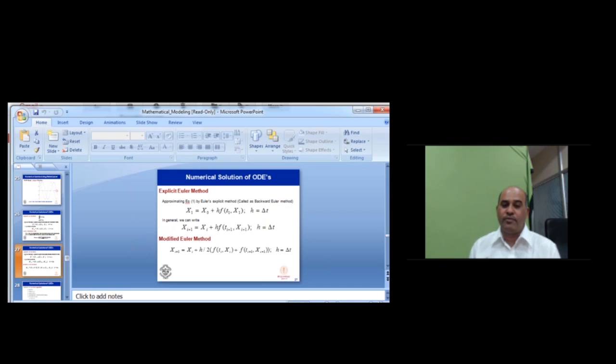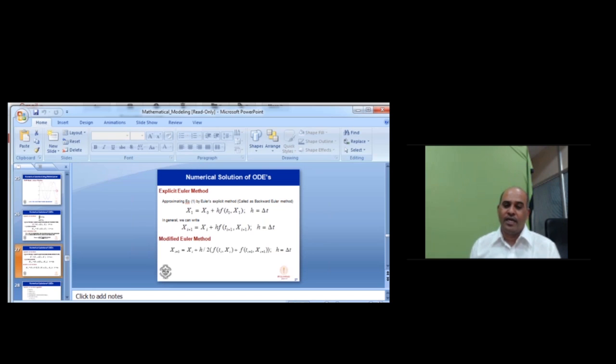And your node points are very important. That is the h. I know the final time is 10. If I have only 3 node points, h is going to be tf by n, 10 by 3. This is my h value. If you increase the node points, definitely you will get closer to the solution. So this is the algorithm for explicit, and you can write the algorithm for implicit as well.